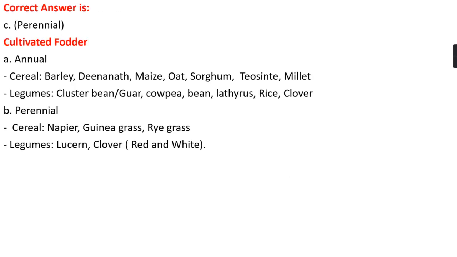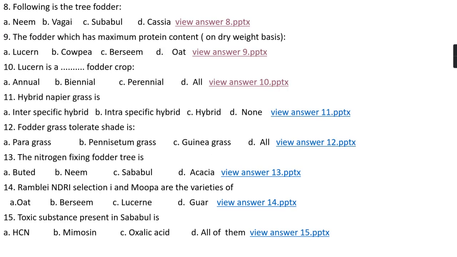Here are some cultivated fodders. Annual cereal fodders include barley, dinanath, maize, oats, sorghum, teosinte, and millet. Annual leguminous fodders include cluster bean, cowpea, bean, lathyrus, rice bean, and clover. Similarly, perennial cereal crops include Napier, guinea grass, and ryegrass. And perennial legumes include lucerne and clovers, both red and white. Okay.